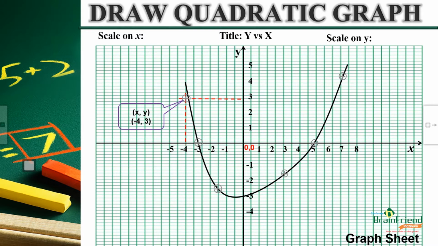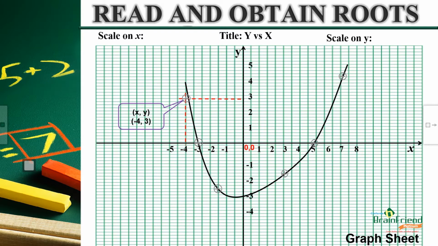After this graph is drawn and we now have this curve, next will be how do we read and obtain roots from this graph. It's important for you to know that the roots are the points where this curve cuts the x-axis. So from this graph, our roots will be -3, 0, which means at this point x is -3, and as well 5, 0, which means at this point x is 5. Well, you can find other things from this graph if you wish to.